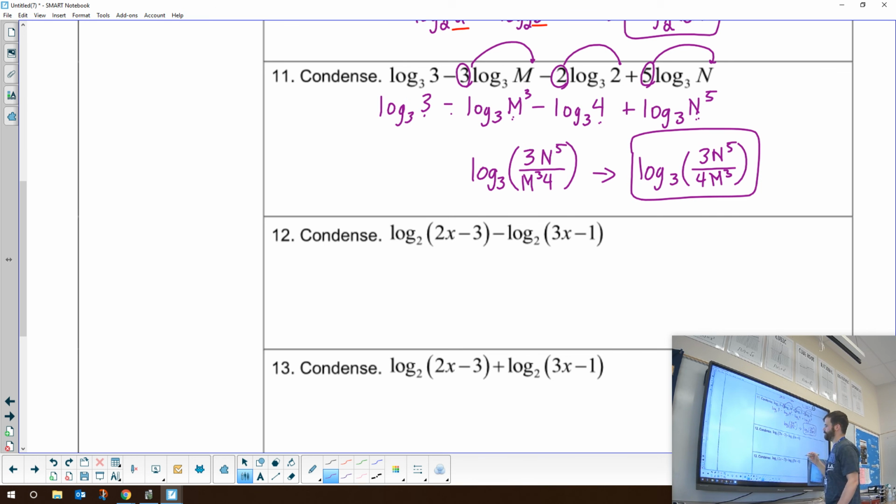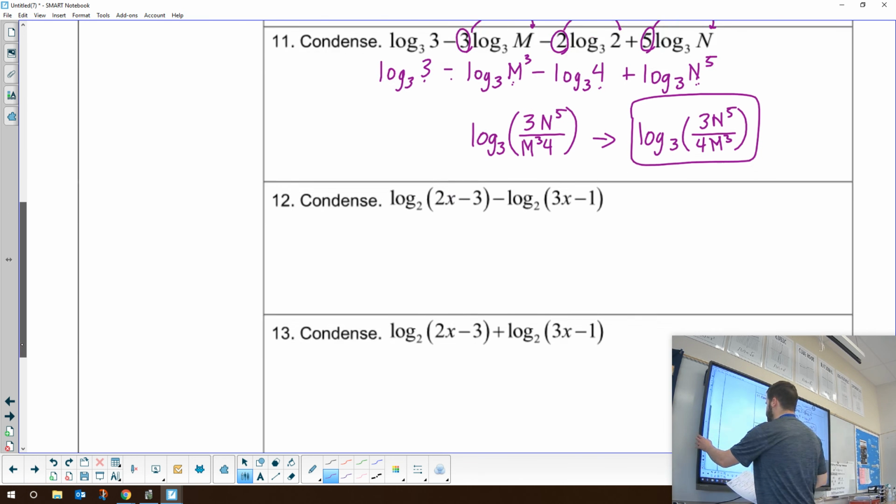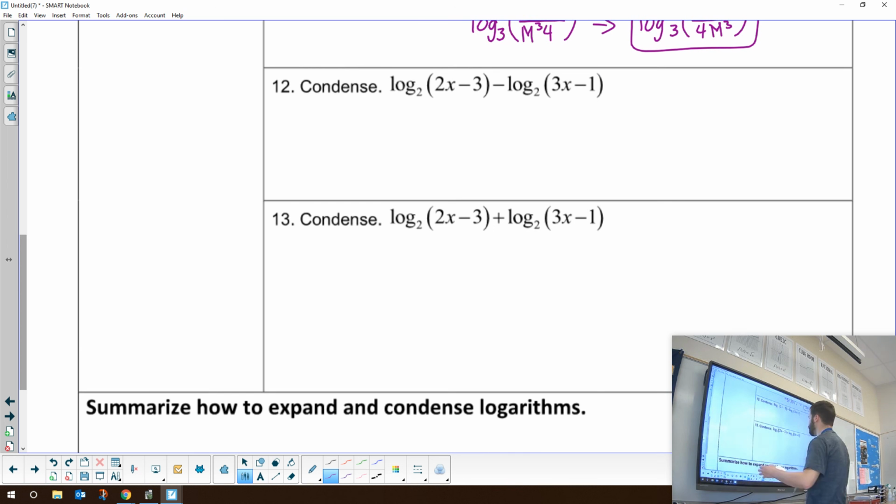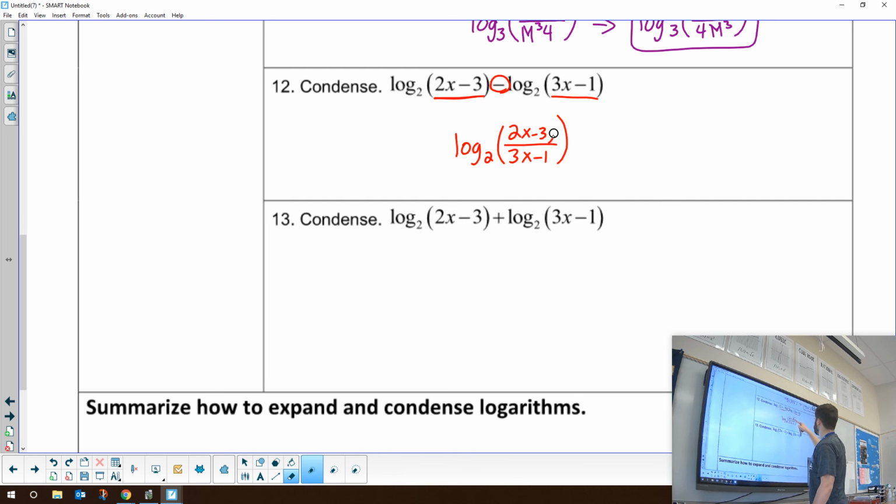And there we go. All right, number 12. This one looks difficult, but it's actually really easy. I have 2 logarithms and I have 2 values. We are subtracting these 2, so I'm just going to write log base 2 of this value, 2x minus 3, divided by this value, 3x minus 1. Don't have to put those extra parentheses there. All right, and there is our answer.